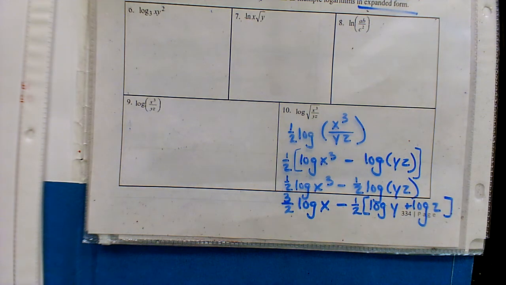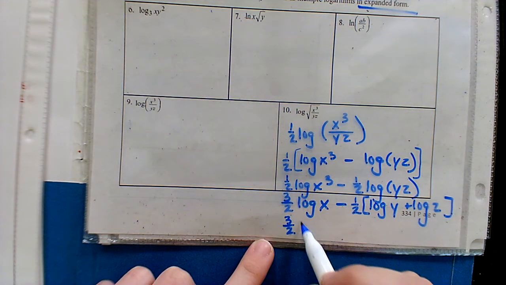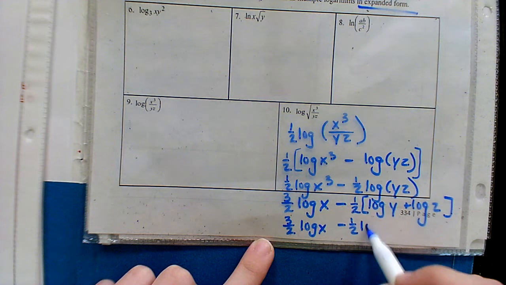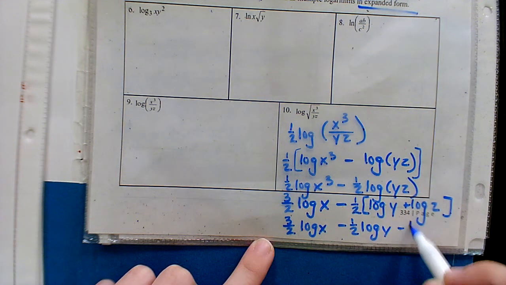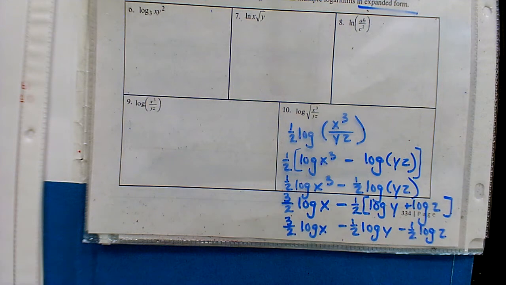Now you could leave it like that if you wanted to. We could distribute in the negative 1/2. Might not be a bad idea because eventually we might have to do that if we were going to solve this for a variable. So in the end, maybe we'll say we have 3/2 log of x minus 1/2 log of y minus 1/2 log of z.